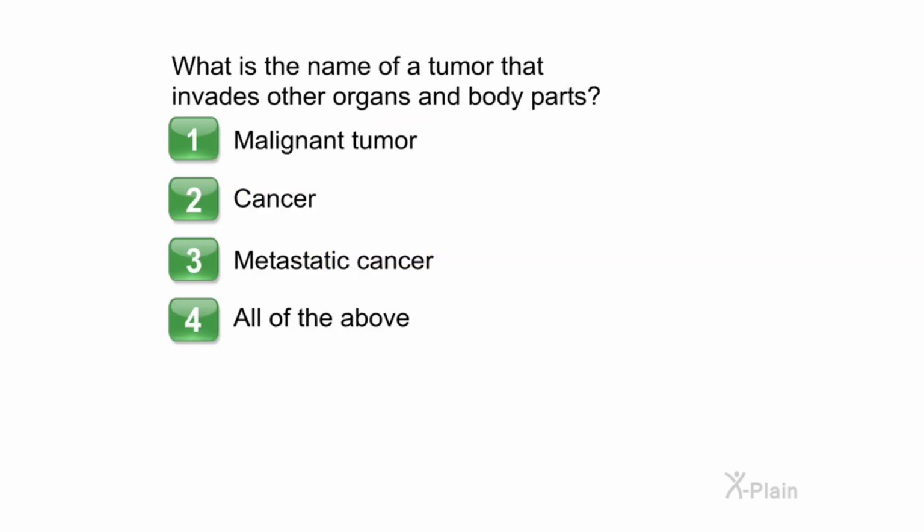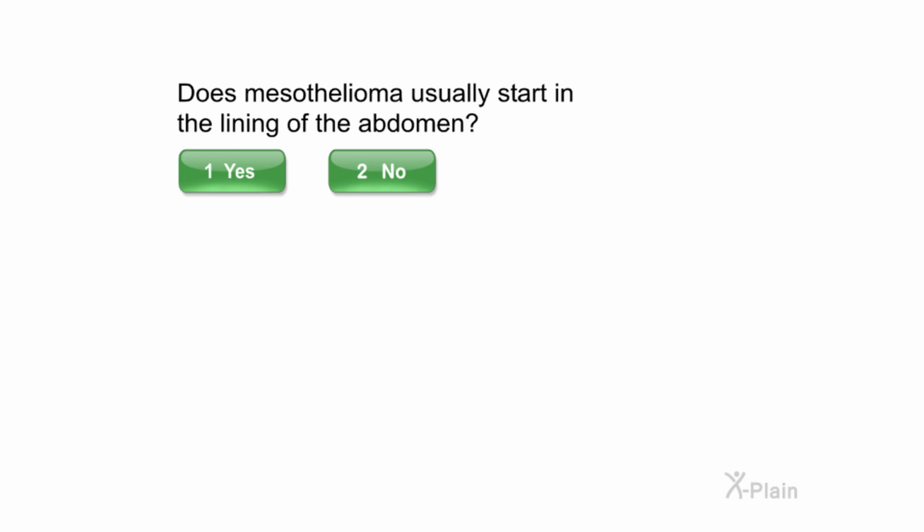What is the name of a tumor that invades other organs and body parts? Choose one of the following. 1. Malignant tumor. 2. Cancer. 3. Metastatic cancer. 4. All of the above. Correct. Does mesothelioma usually start in the lining of the abdomen?